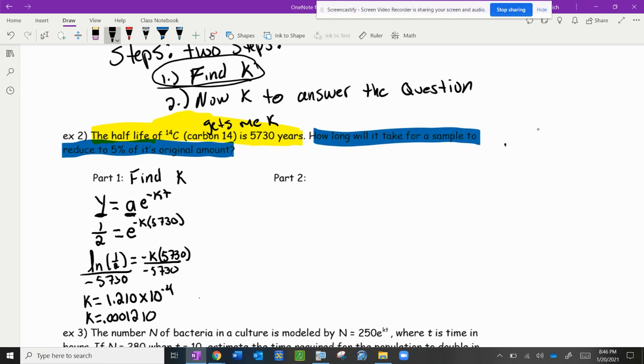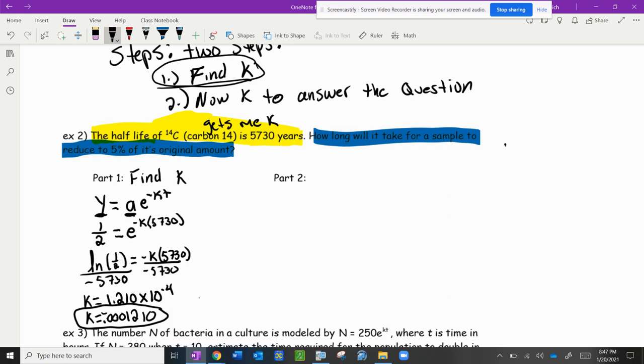Okay, so that's what my k is, and it's negative. And usually the rate's very small. If you think about it, for this carbon to become half of the mass it originally was, it took 5,730 years. That would be a very, very, very small rate of decrease. So that makes sense. Part 2.